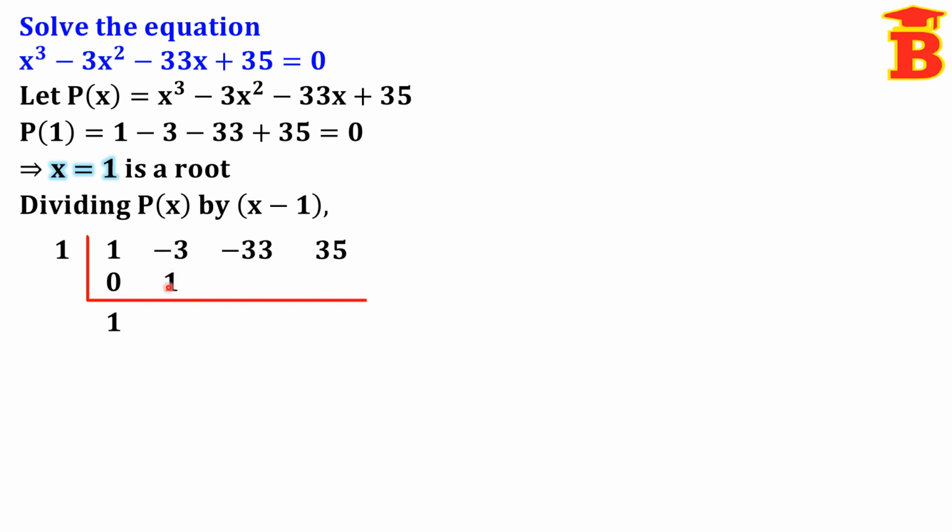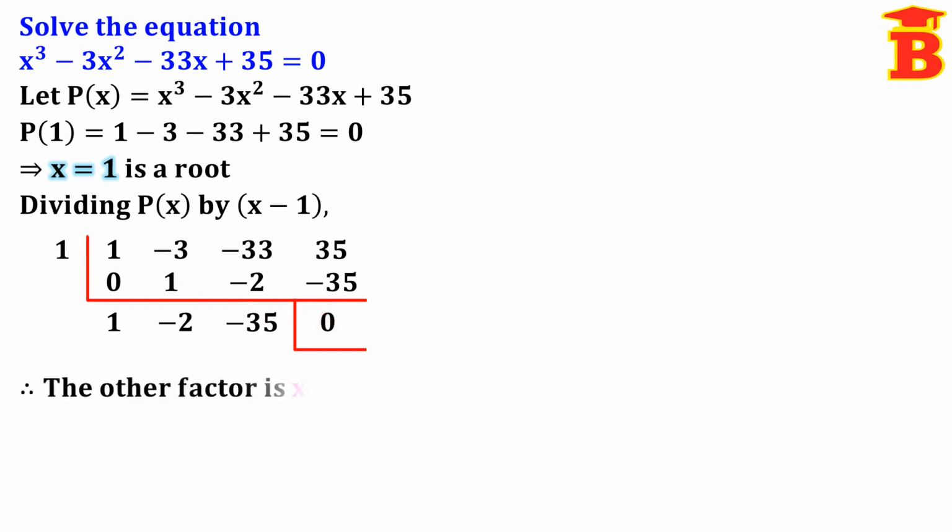Now adding this, minus 3 plus 1 is minus 2. And now multiply this minus 2 into 1, that is minus 2. Now adding this, minus 33 minus 2 is minus 35. And now multiply minus 35 into this 1, that is minus 35. And finally adding this we get 0. So this 0 is the remainder. Since 1 is a root, definitely we must get the remainder 0.